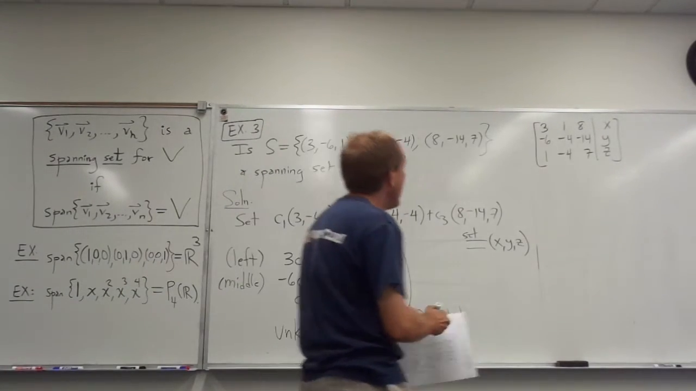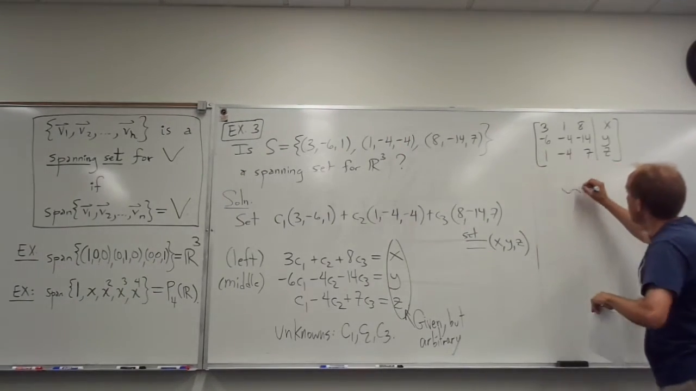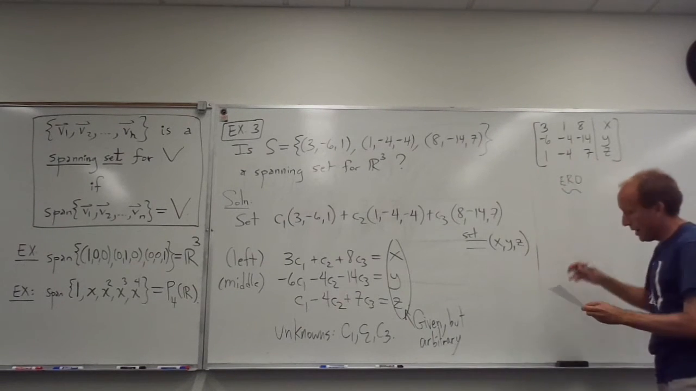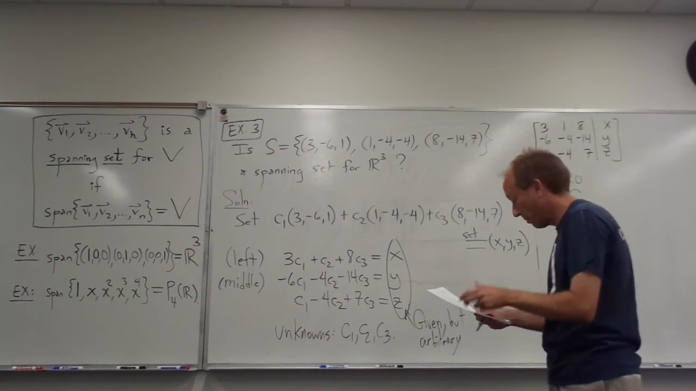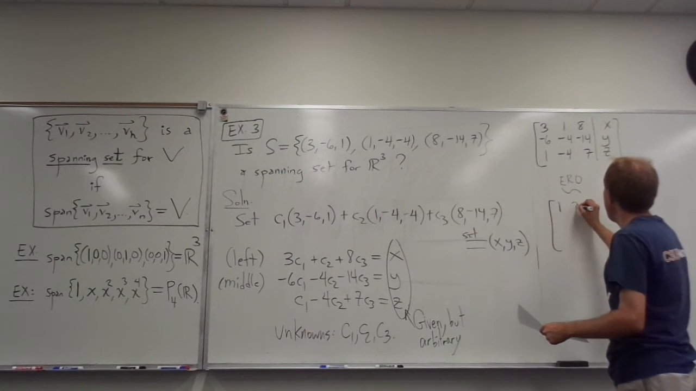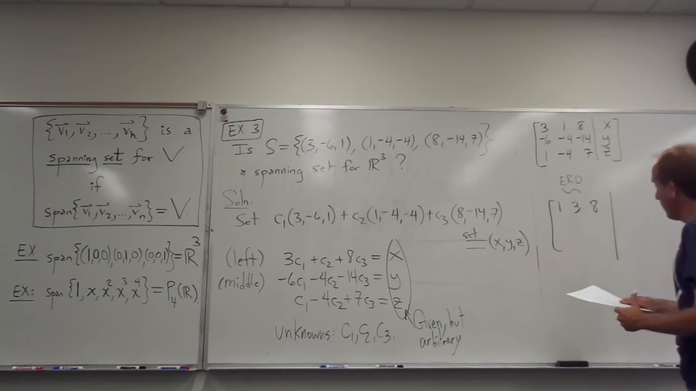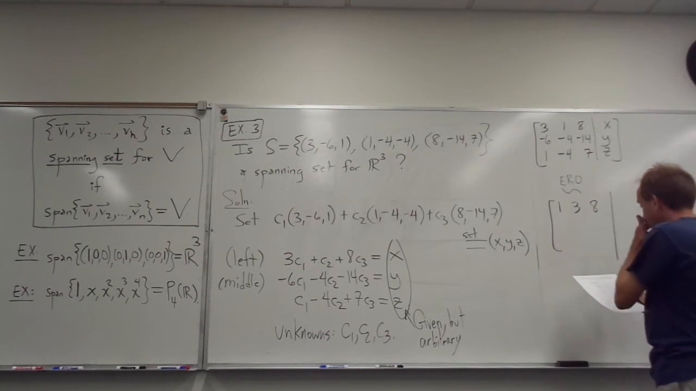Now I took the time to row reduce this with some EROs, and I'm going to go ahead and just tell you what ends up happening. Okay? So what ends up happening is you get 1, 3, 8.